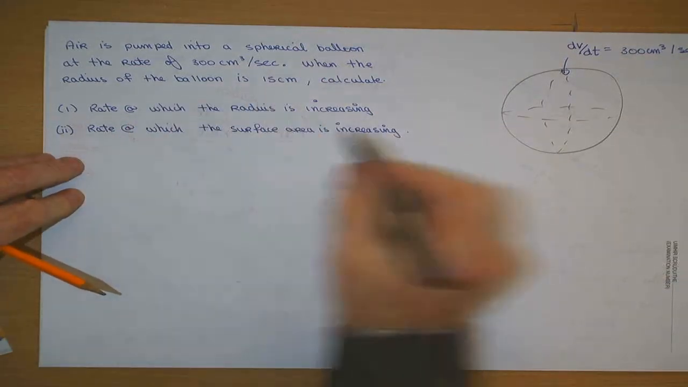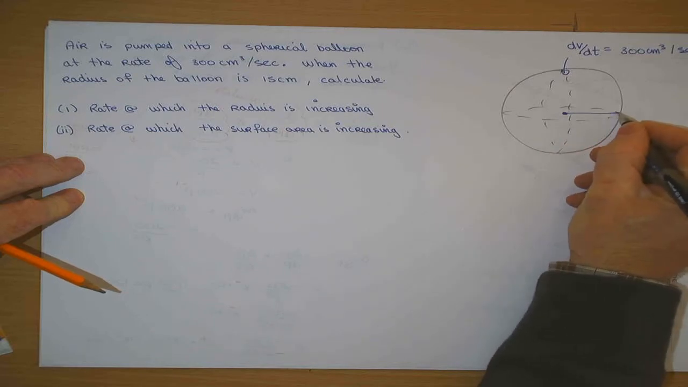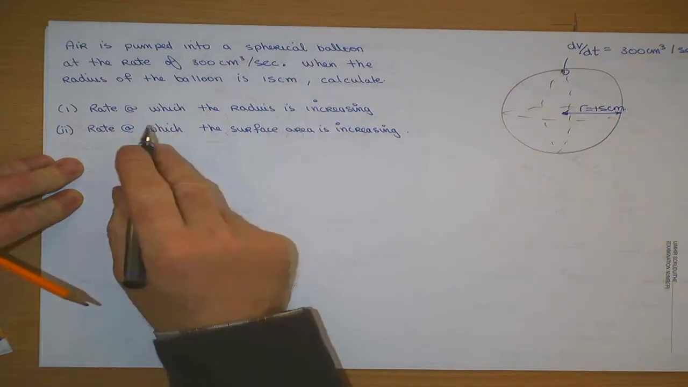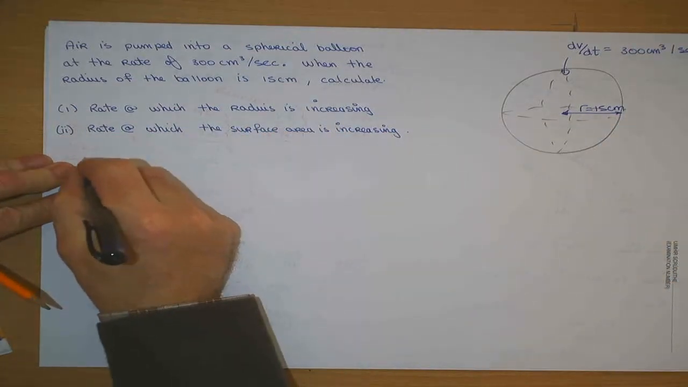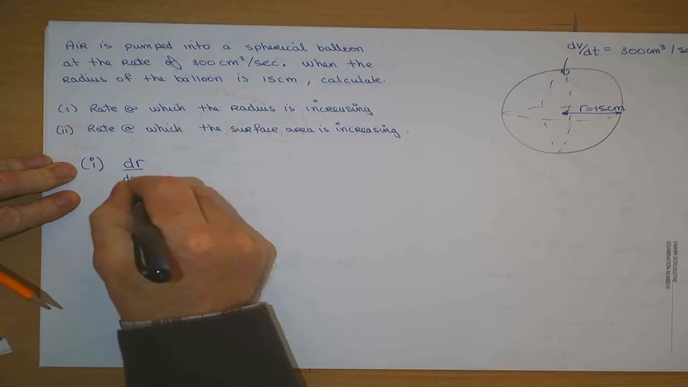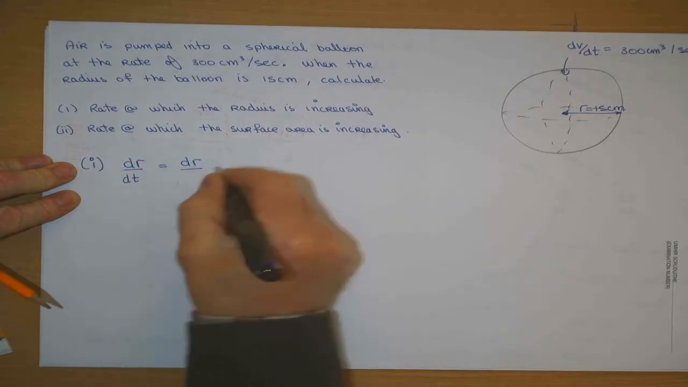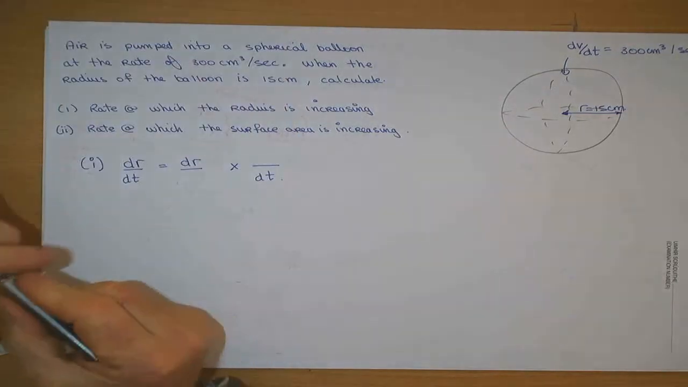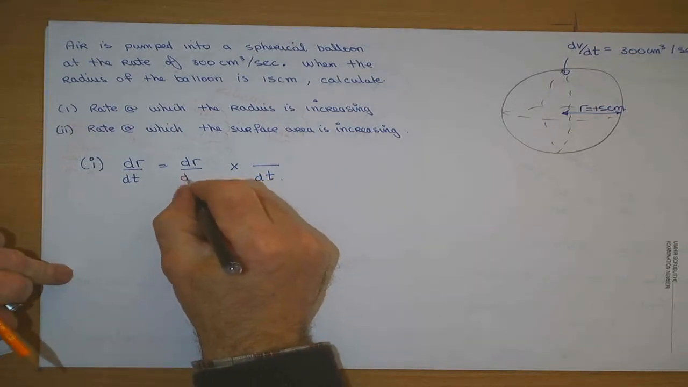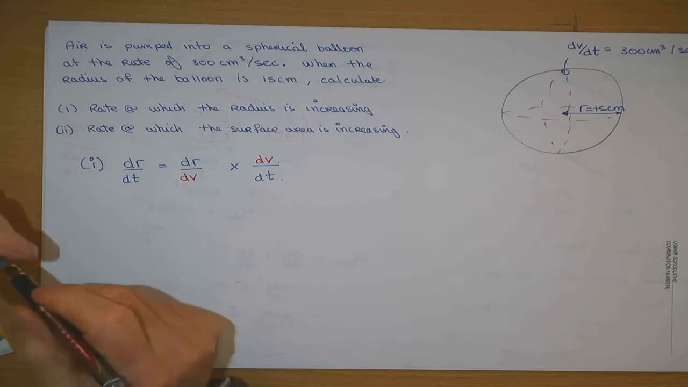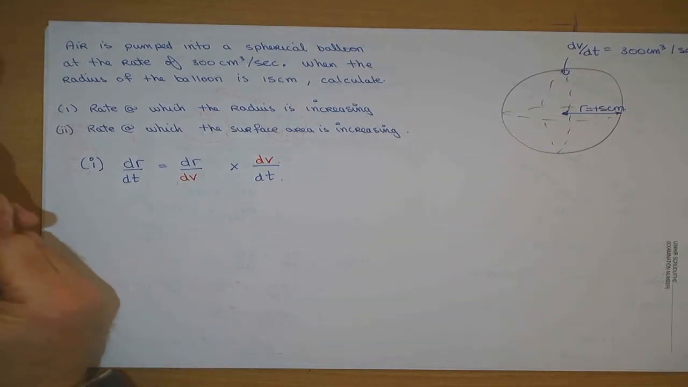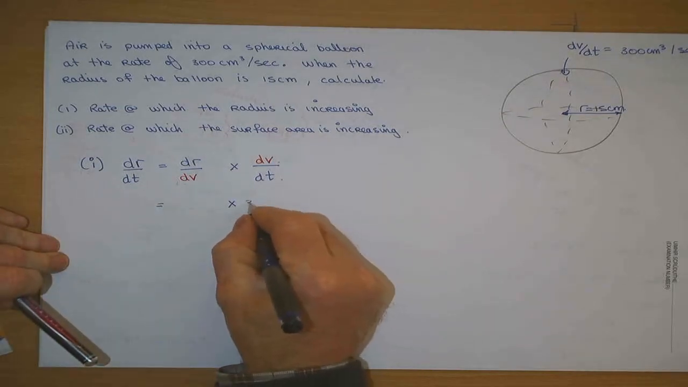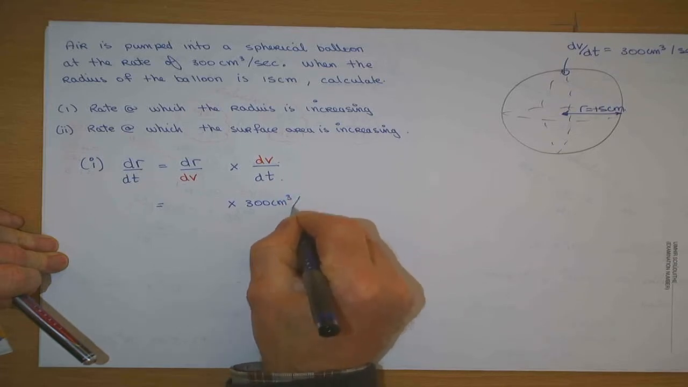When the radius of the balloon is 15 centimeters, I'm asked to find the rate at which the radius is increasing. They've asked me to find out dr/dt. I know dr/dt is dr by d something, by d something dt. Do you understand that? What's missing? dV. Because volume is worked out. Yes? Have you any questions? So that's equal to dr/dV by dV/dt, which is 300 centimeters cubed per second.